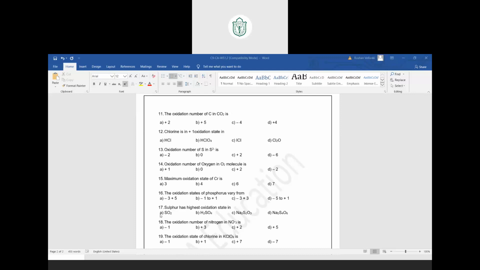Okay, first of all, let us check in each and every compound. What is the oxidation number of sulfur in sulfur dioxide? Very good, 4. Why? Because x minus 4 equal to 0, x equal to plus 4, right? Next. Okay, option A is 4. What is the oxidation number of sulfur in sulfuric acid?